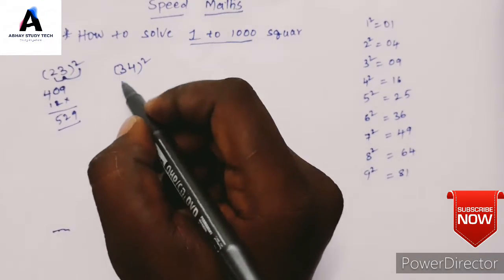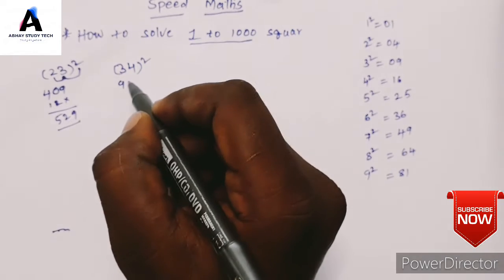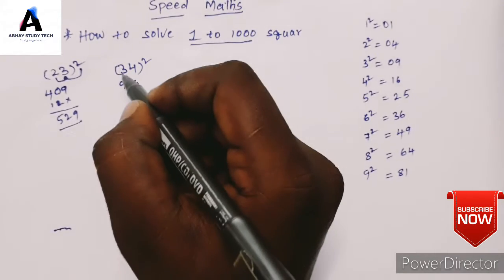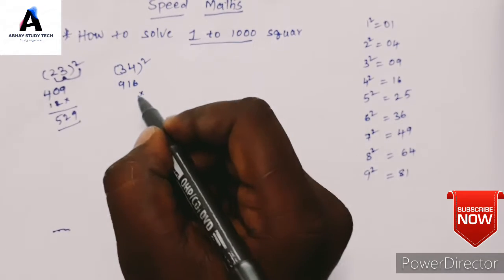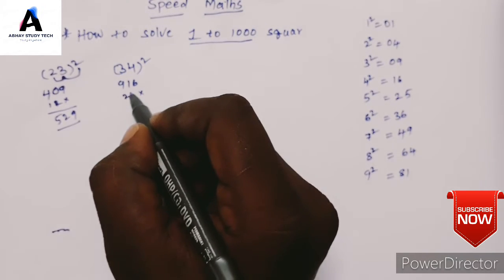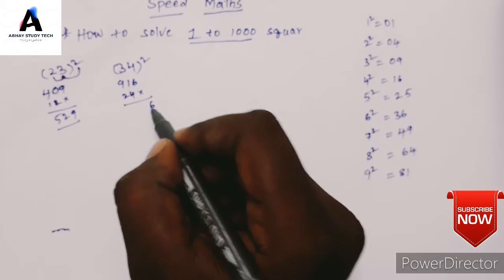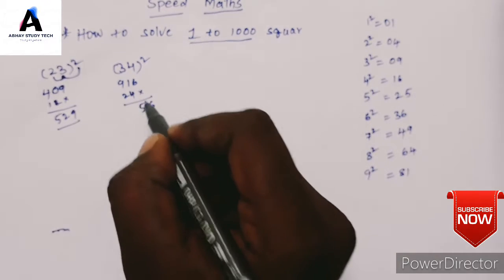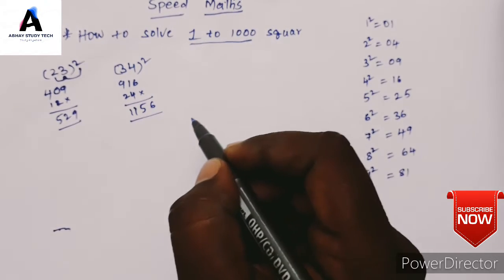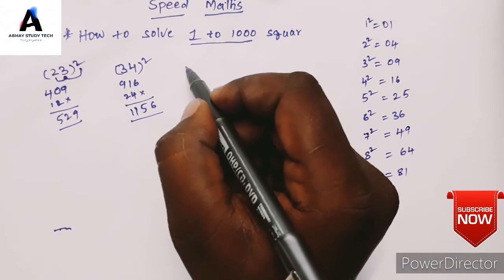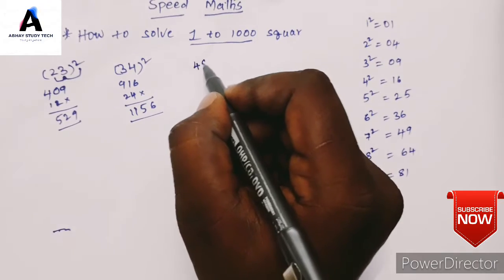3 square is 9. 4 square is 16. 3 into 4, 12. 12 into 2, 24. Leave the unit place and write it. 24. 6. 1 plus 4, 5. 2 plus 9, 11. Answer is 1156. Next, 48 square.